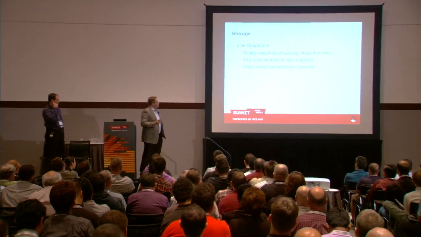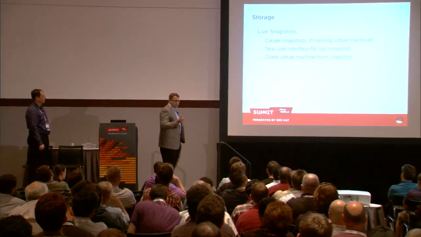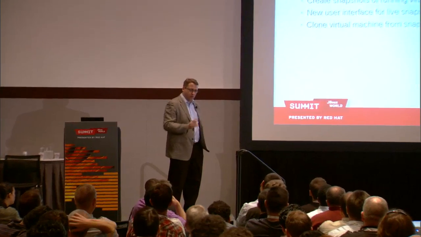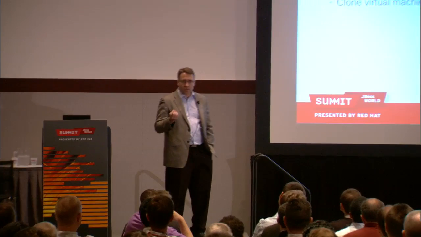So, live snapshots: the ability to take a snapshot of a running virtual machine. In Rev 3 and KVM prior to 6.3, it was an offline feature to take a snapshot of the VM at a particular point in time. Now we've got a new user interface where you see the list of snapshots. You can drill down, look at the configuration, what applications are installed, what NICs, what disks are in the snapshot. You can also actually clone the VM from a snapshot.